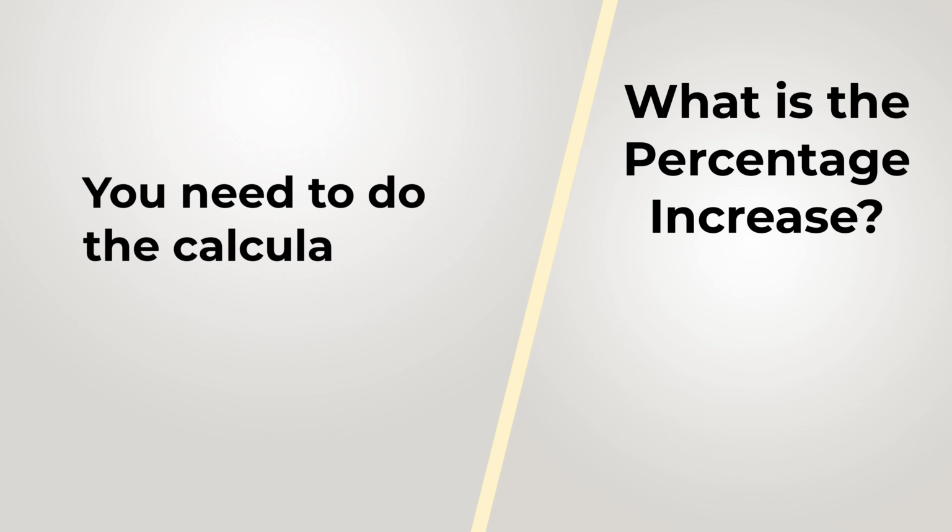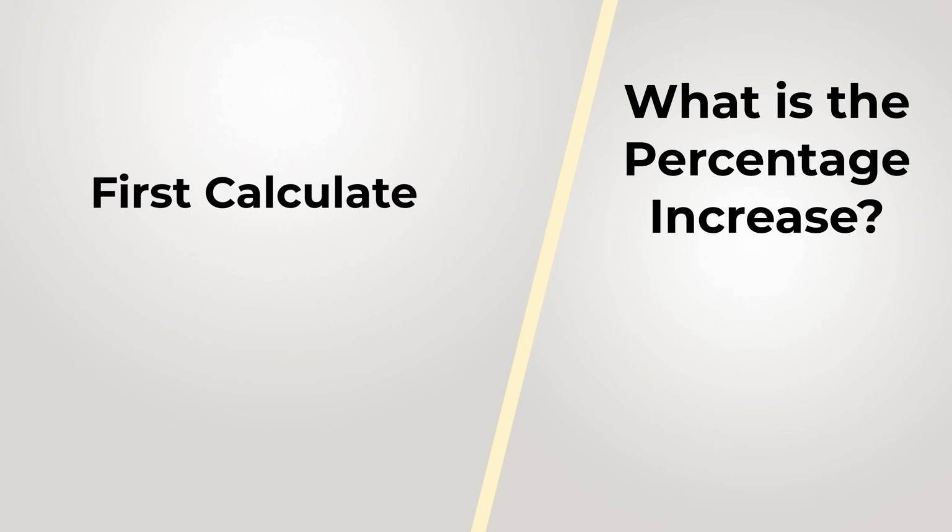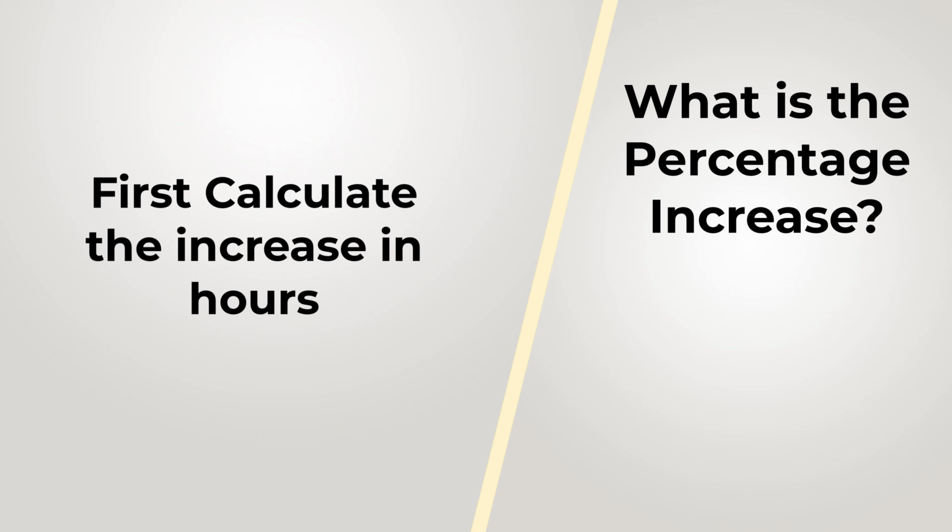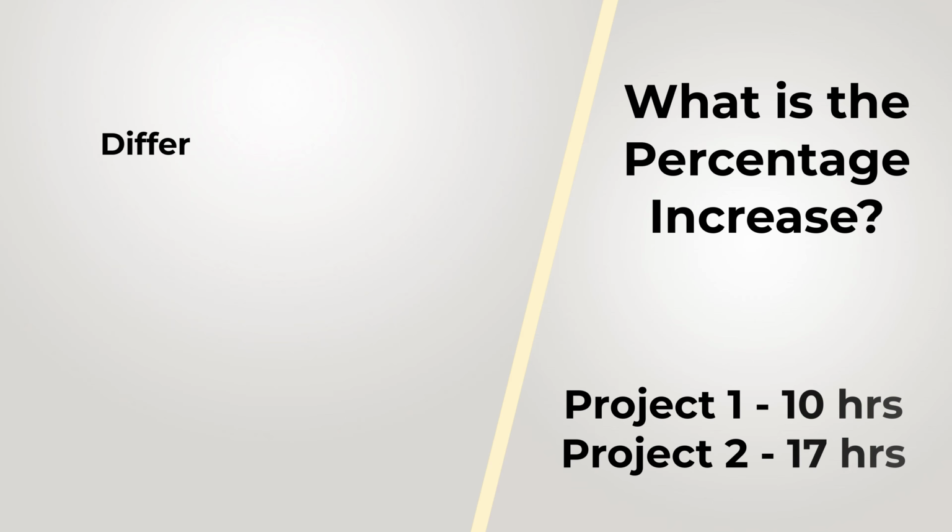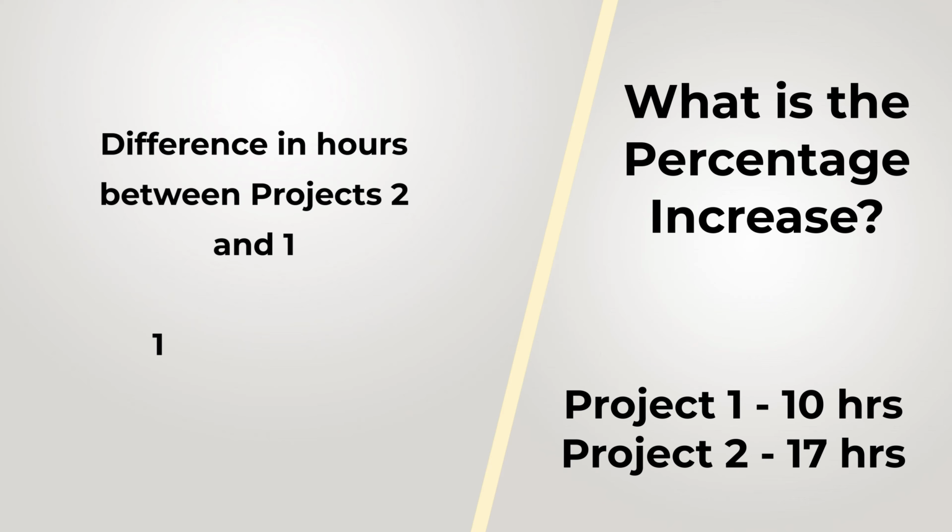To calculate percentage increase, you need to do some calculations. First, you need to determine the increase in hours. To do that, you need to subtract project 1 hours from project 2 hours. To do this, you need to do 17 minus 10, and the result would be equal to 7 hours.